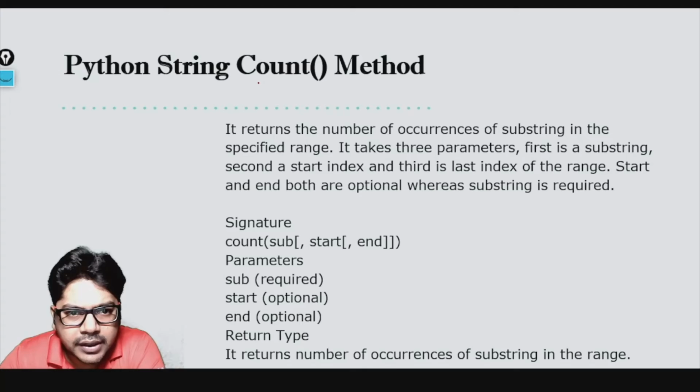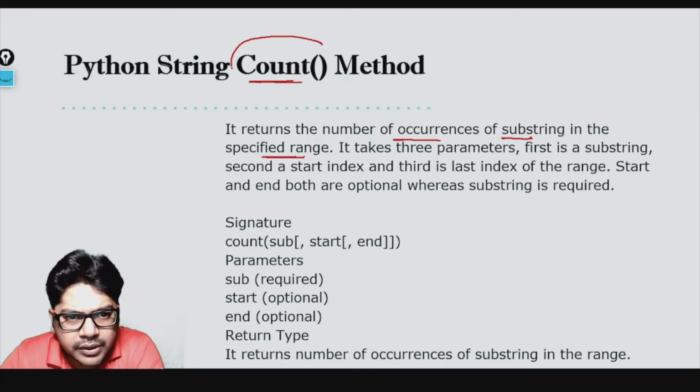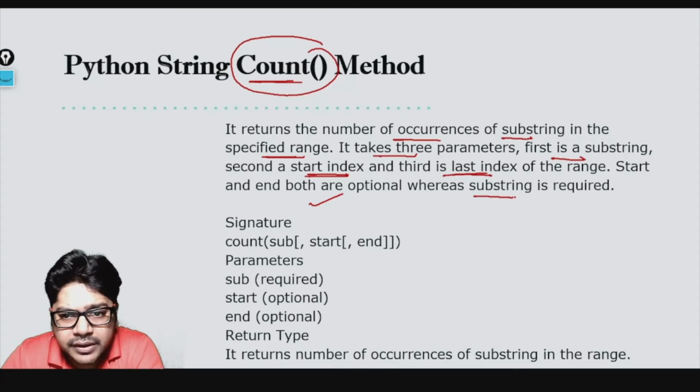The next method is the count method. It returns the number of occurrences of a substring in the specified range. So if you want to find the occurrence of a particular substring in a string, then you can use the count method, and it takes 3 parameters. The first is a substring, the second is a start index from where you want to start, and the third is the last index of the range where you want to finish. Now start and end both are optional. The substring is the required parameter.